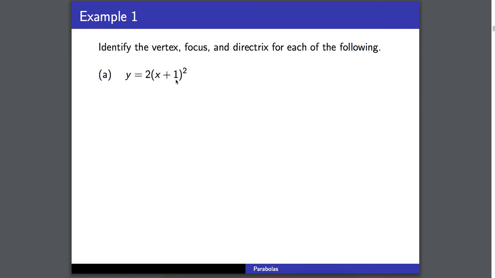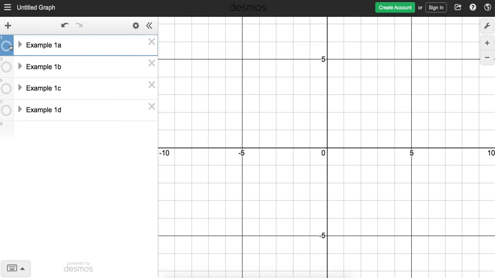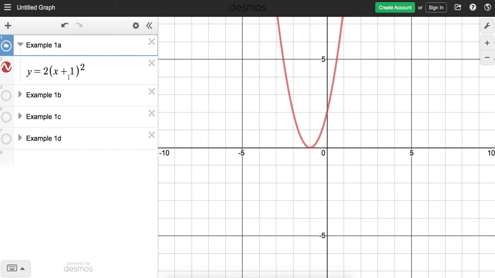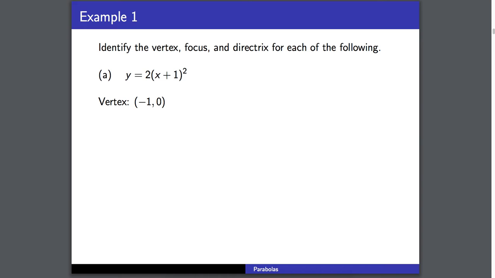So our vertex would be the opposite. The h is whatever the opposite of the value paired up with the x in parentheses is, and then k is whatever else is added at the end. So our vertex would be negative 1, 0, which in this case we can graph as well. And here's our graph of 2 times x plus 1 in parentheses squared. And then notice our vertex also from the graph, negative 1 and 0.